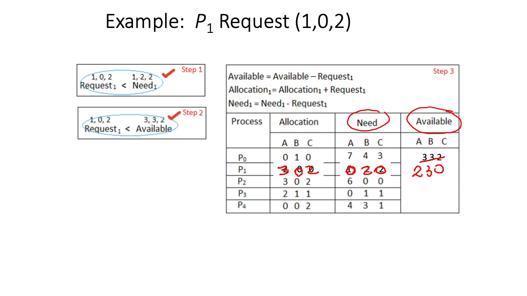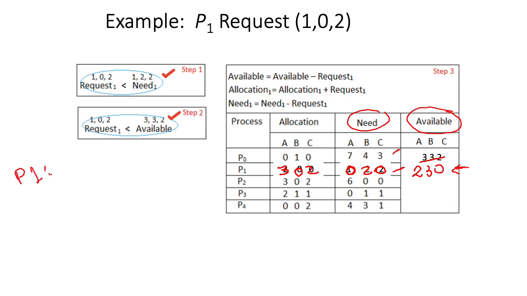So we ask ourselves, can we service P0? So P0 currently needs 7 instances of A, 4 instances of B, and 3 instances of C. But we only have 2 instances of A and 3 instances of B and 0 instances of C. So this is what we have available. So we cannot service P0 yet. Next, can we service P1? So P1 still needs 0 of A, 2 of B, and 0 of C. So yes, it is less than what we have available, so we can start with P1.